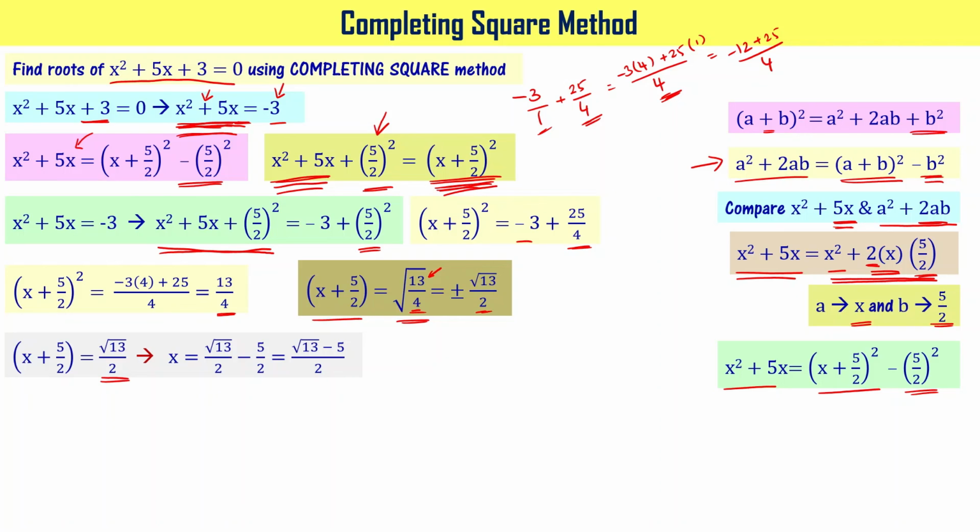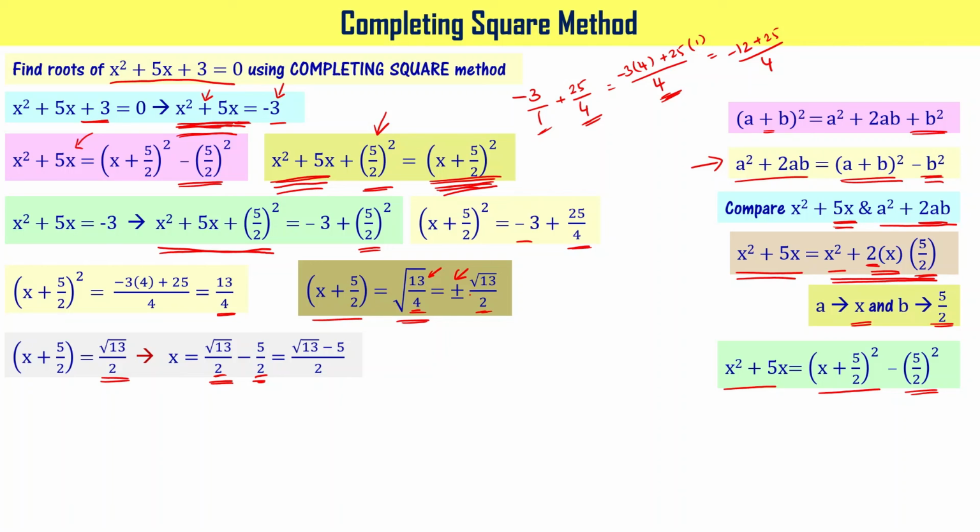It means I have taken only the plus symbol, right? It means I can write x equal to square root of 13 by 2 minus 5 by 2, right? Since denominators are same, we can simply write it as (square root of 13 minus 5) divided by 2. x equal to (square root of 13 minus 5)/2 is one value.